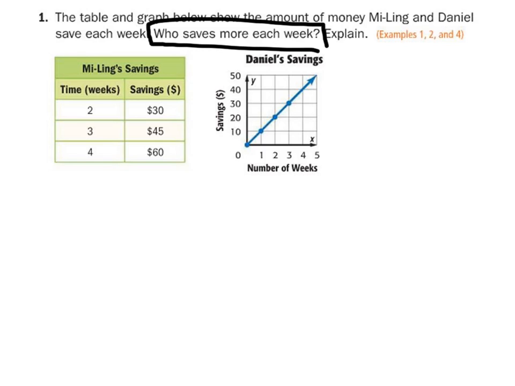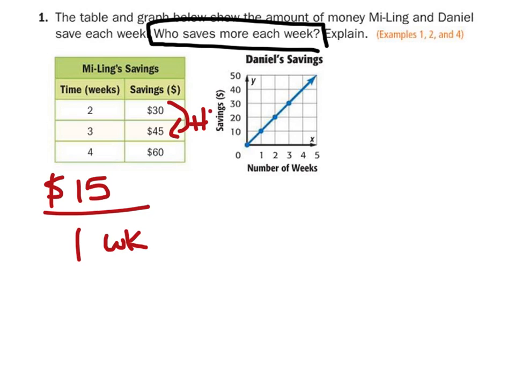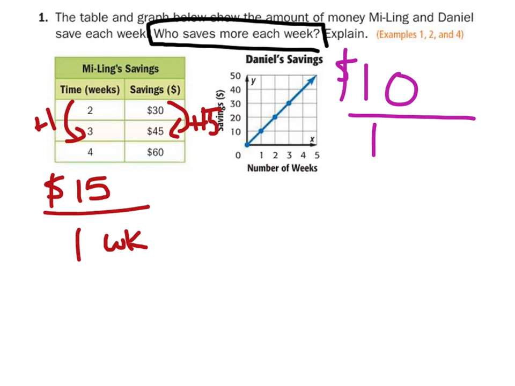Let's look at Mealing's rate. So it's going to be dollars per week. How many dollars per week is Mealing saving? $15 for 1 week, okay? So you can see this is a change in 15. This is a change in 1. All right, what about Daniel? How much is he saving? $10. Very good. $10 for 1 week.